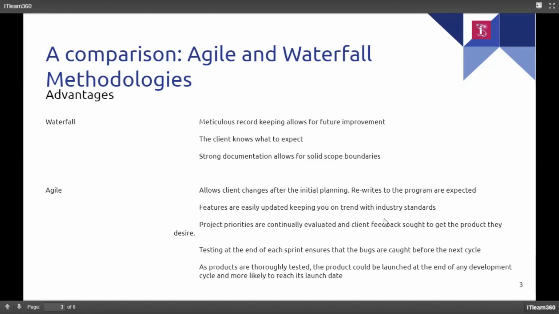When project priorities are continually evaluated and client feedback is sought to get the product they desire, this is another advantage of using Agile. And as the product is thoroughly tested, it could be launched at the end of any development cycle and is more likely to reach its launch date.